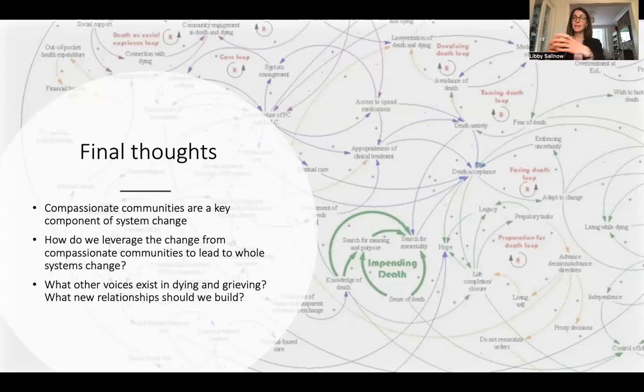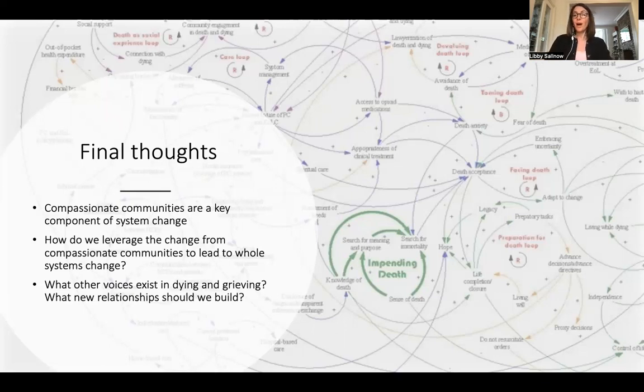But the question is, how do we leverage change that we see within compassionate communities, which can be quite isolated and dependent on each small community? How can we leverage it to start leading to whole systems change? This is where you start thinking about national dialogue, narratives, policy, and how you begin sharing the stories of the impact of your work more broadly so that this becomes a joined up response.